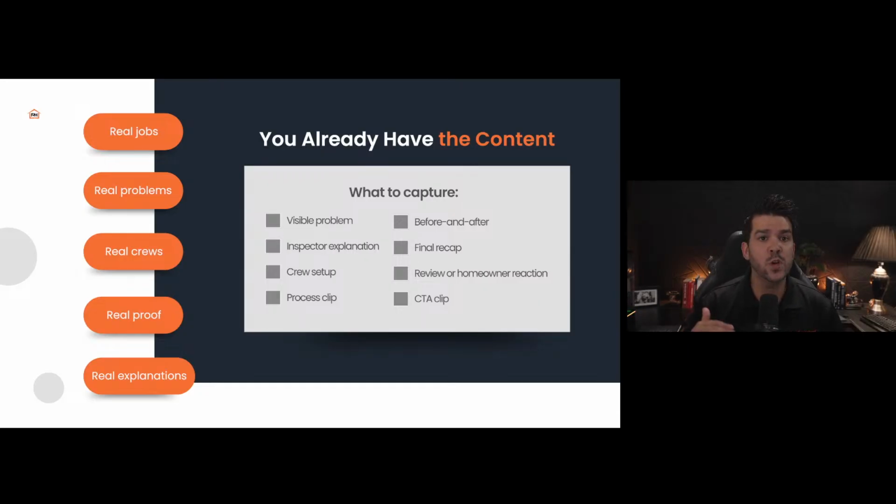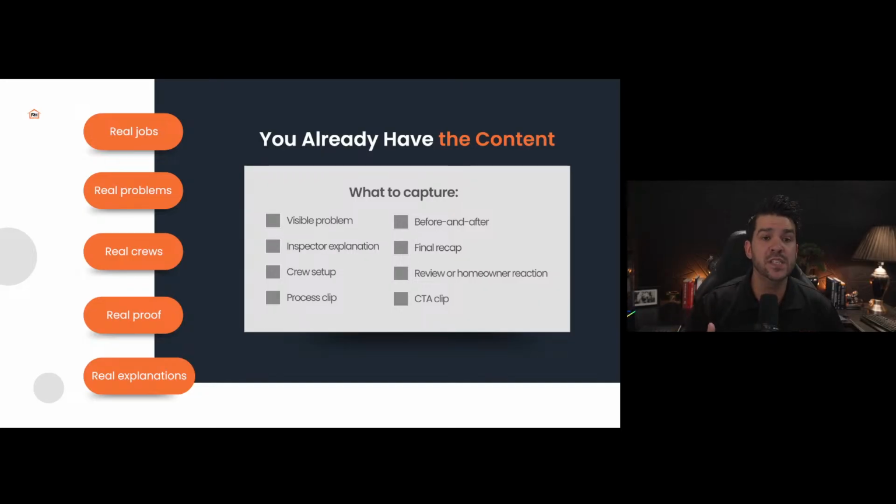Fourth would be record a short process clip, not the entire job, just a clear moment that helps people understand what you do. Fifth would be capture the before and after if possible. Before and after is one of the easiest forms of proof for homeowners to understand. Sixth would be record a final recap.